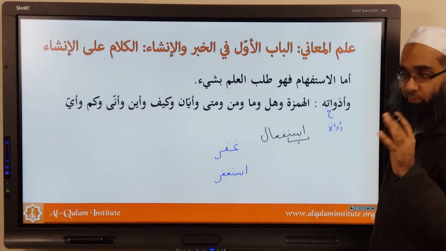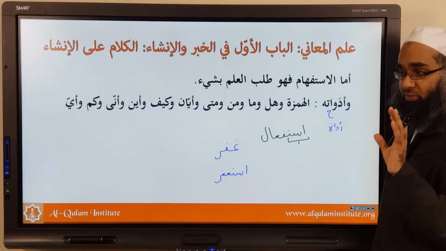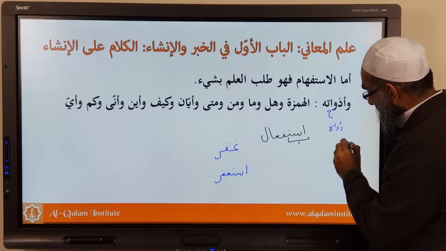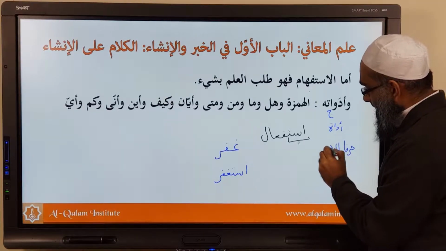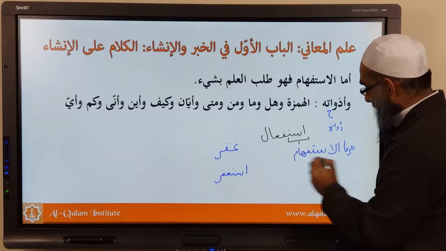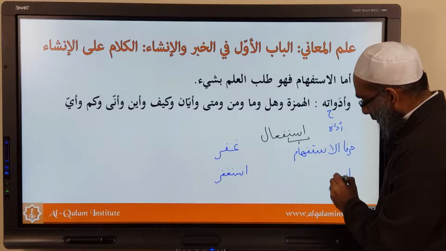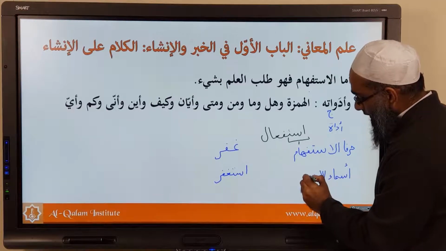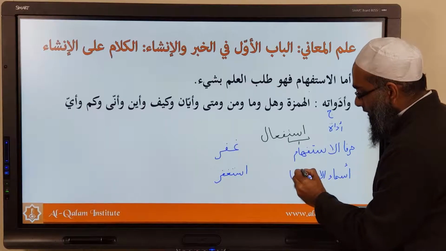And in nahwa, when you would have seen this word in nahwa, you would have seen the word harfa al-istifham, the two particles of istifham. And you would have seen the word asma'ul istifham. Why? You would have seen them separately because in nahwa, what do we deal with? We deal with things separately.